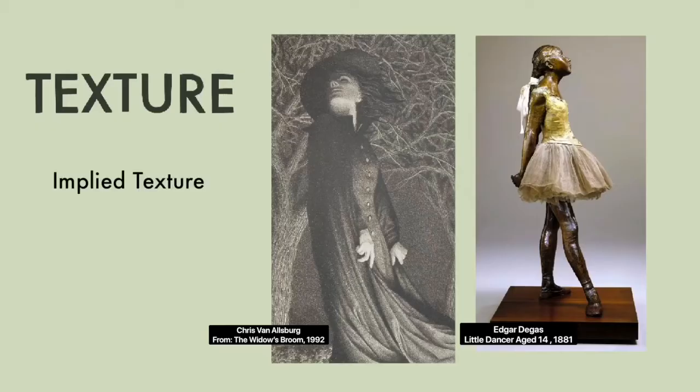Here are two examples of texture. Chris Van Allsburg's drawing on the left shows what we call implied texture in the tree bark. This means it is the illusion that the texture is rough, but if you touch the drawing, you wouldn't actually feel it. Edgar Degas' sculpture on the right is an example of tactile texture, or texture you can actually feel with your fingers. The girl's metal body would feel smooth and slippery, while her skirt would feel soft to the touch.